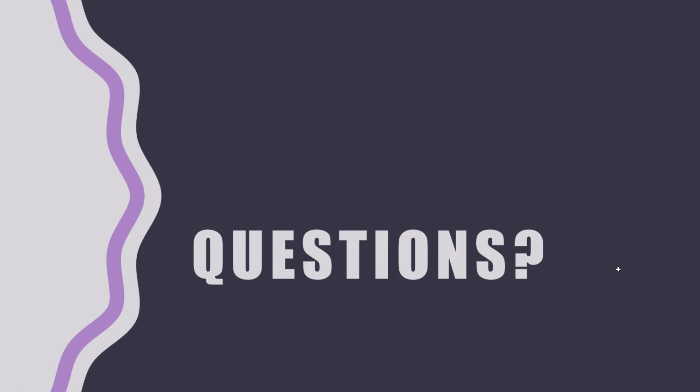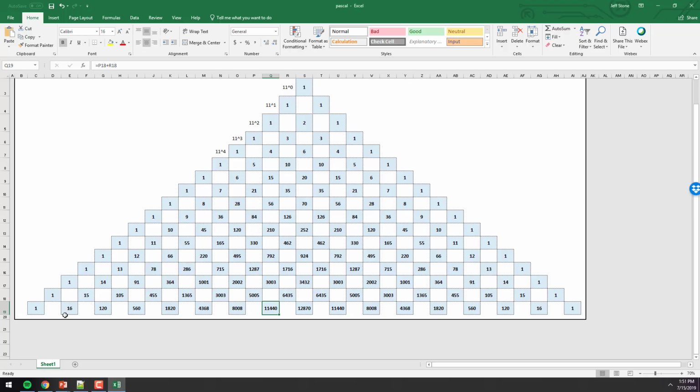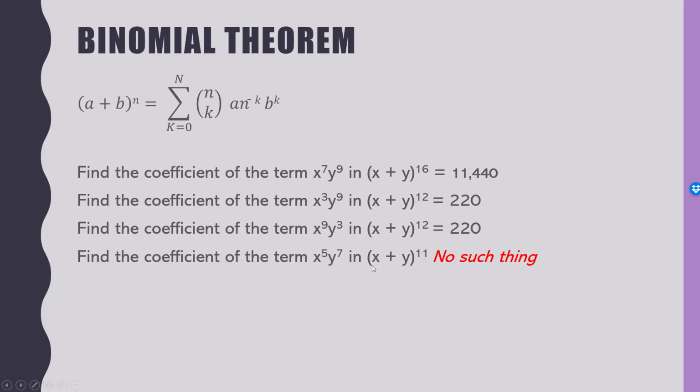Why does the fourth one not exist again? Because, the question was, why does the fourth one not exist? Because what's 5 plus 7? 12. I'm raising this to the 11th power. So if I look here, there's no such thing. Where do I look? If I look on the 11th row here, there's never a case where you're going to have the 5th power and the 7th power at the same time.